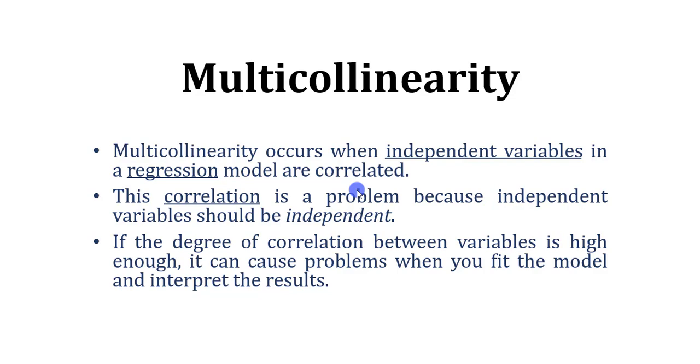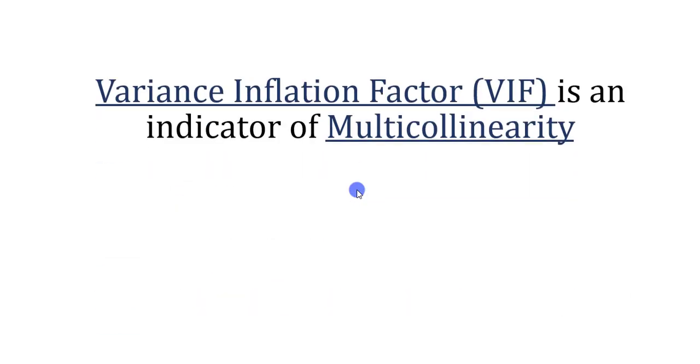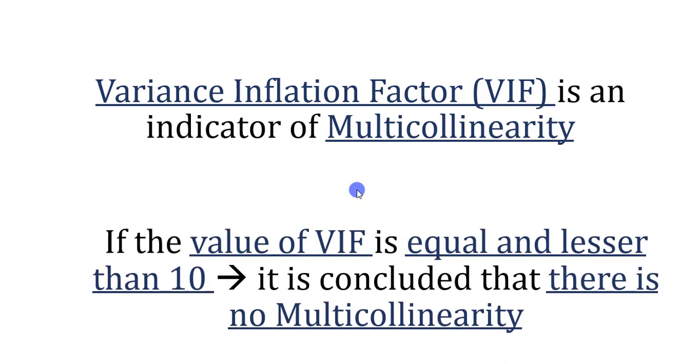So how can we detect the multicollinearity problem in the model? We can detect multicollinearity with the help of the variance inflation factor, VIF, which is an indicator of multicollinearity. If the value of VIF is equal to or lesser than 10, it will be concluded that there is no severe multicollinearity. If the value is greater than 10, then there is some problem and we have to fix it. We have to fix the problem first.